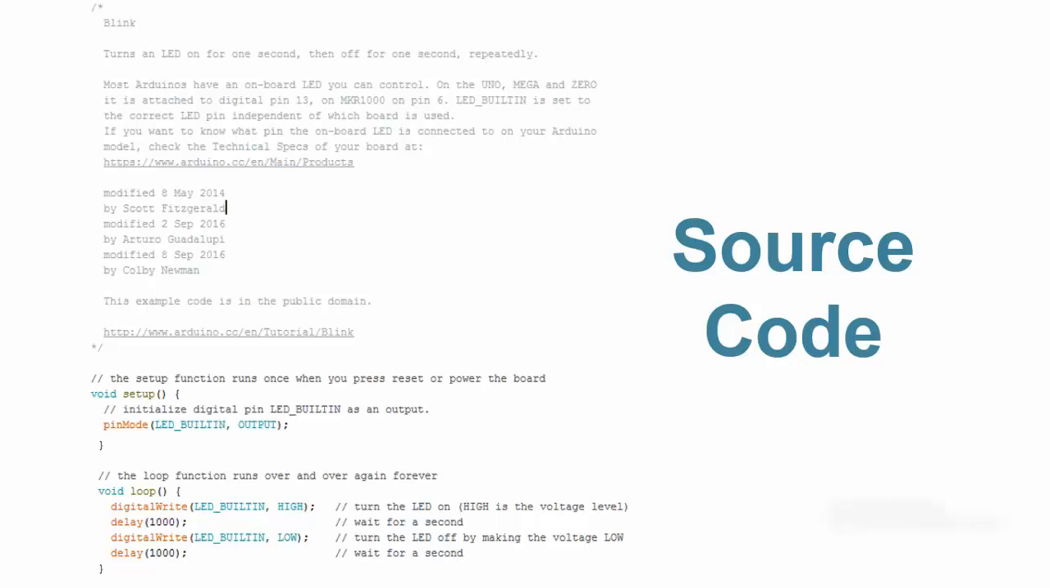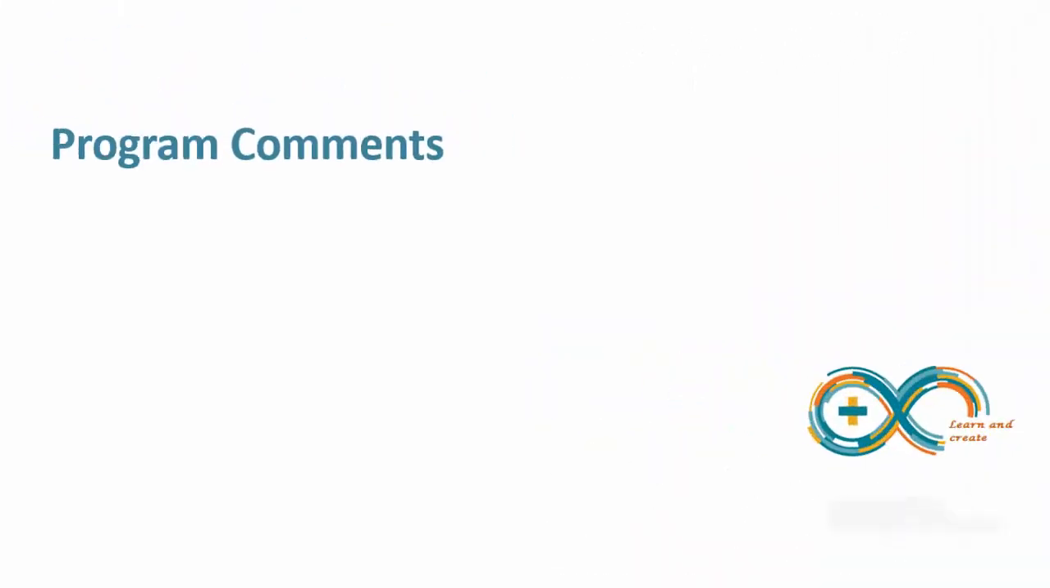It is the source code that the compiler reads and checks for syntax and semantic errors, and ultimately translates into the binary code, that is ones and zeros. It is the binary code that the microcontroller understands. First, we will discuss the program comments on the source code of the Blink program.